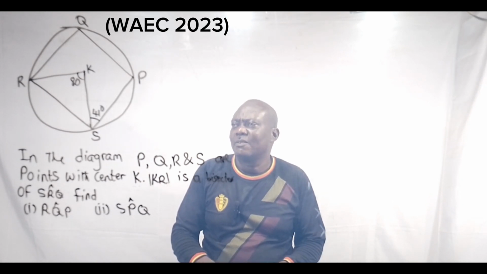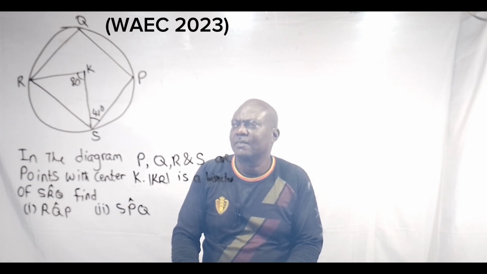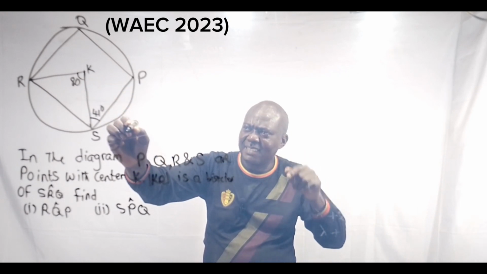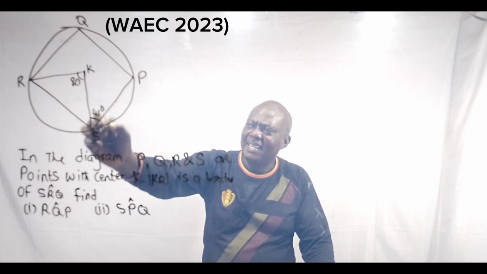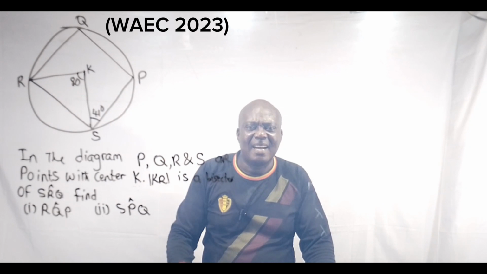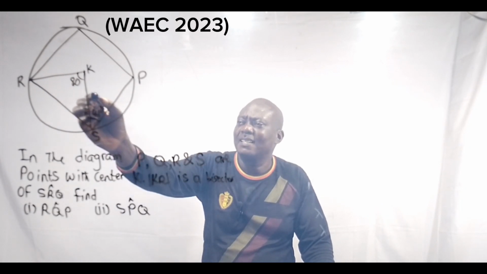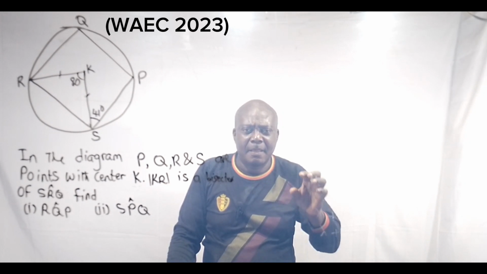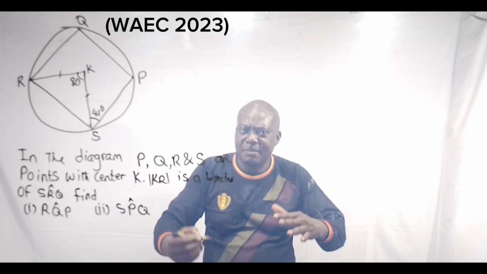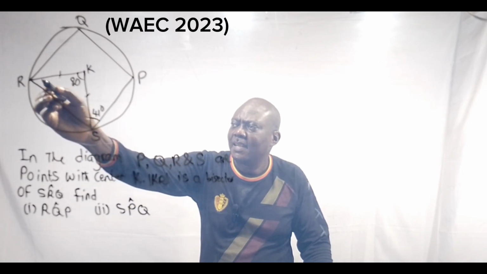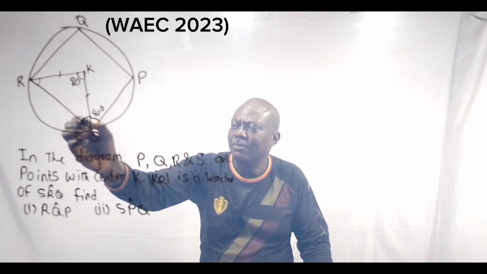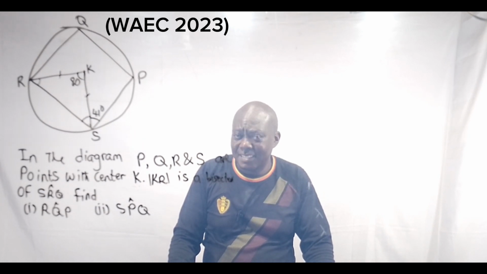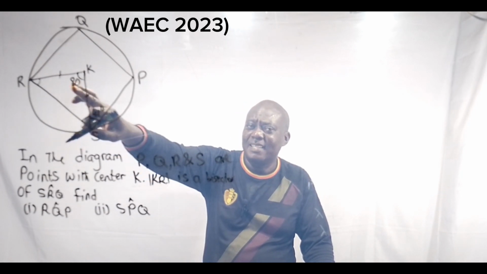To do it, we now observe and see. Since K is the center of the circle, KS and KR are both radii. That means this angle and this side are equal. So it's an isosceles triangle in which the base angles are equal. That means the angles here, this one, are equal. And the sum of angles in a triangle is 180, so you remove 80 here.